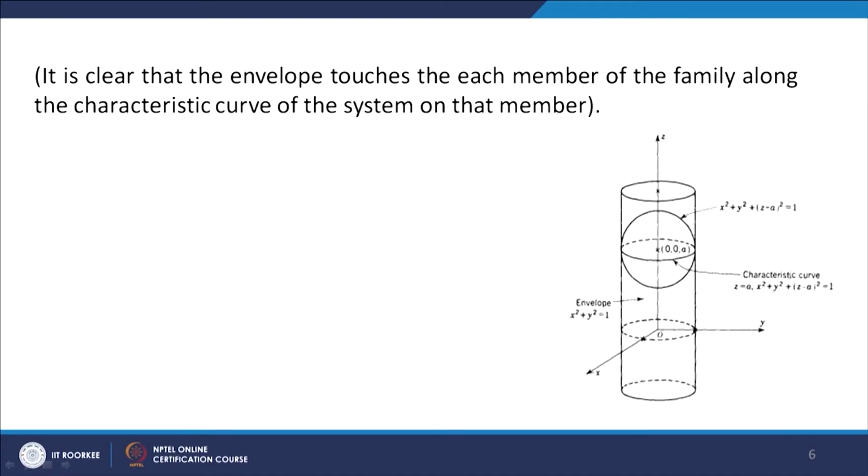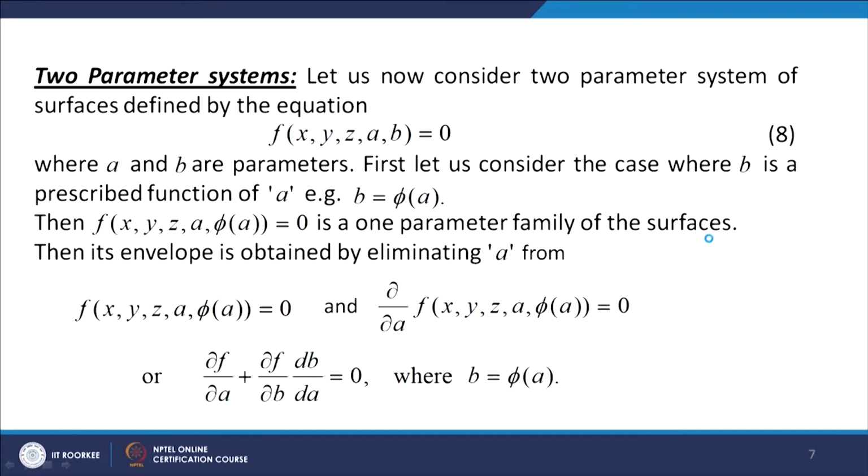Let us consider this member x square plus y square plus z minus a whole square equal to 1. Let us fix the value of a, so that a member is fixed. So, this member is a member of the family of spheres with unit radius and having their centers on the z axis. So, this is one particular member. The envelope touches the member of this family along the characteristic curve, you can see here. Okay. So, the envelope touches each member of the family along the characteristic curve of the system on that member. Now, let us consider two parameter systems.